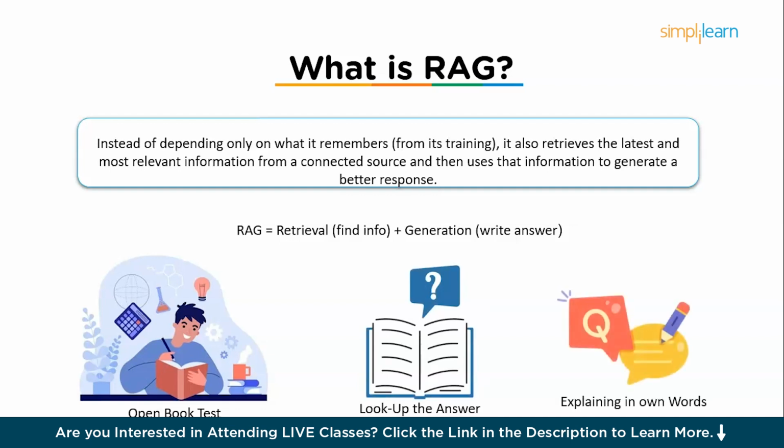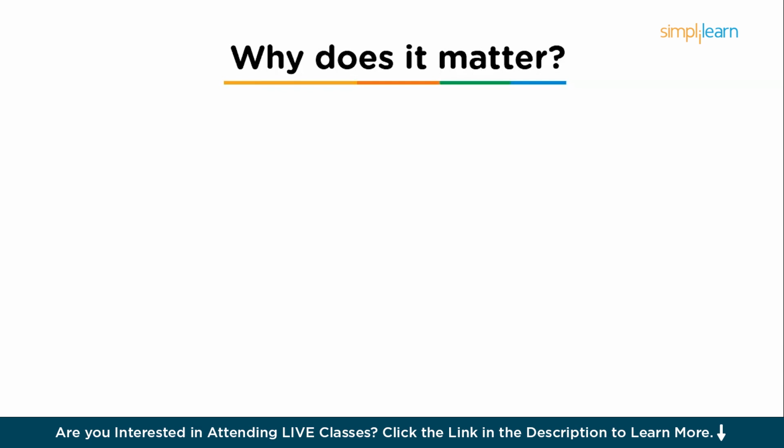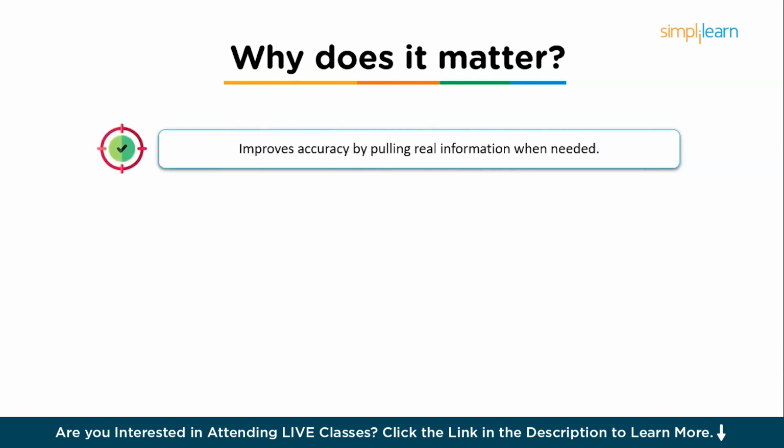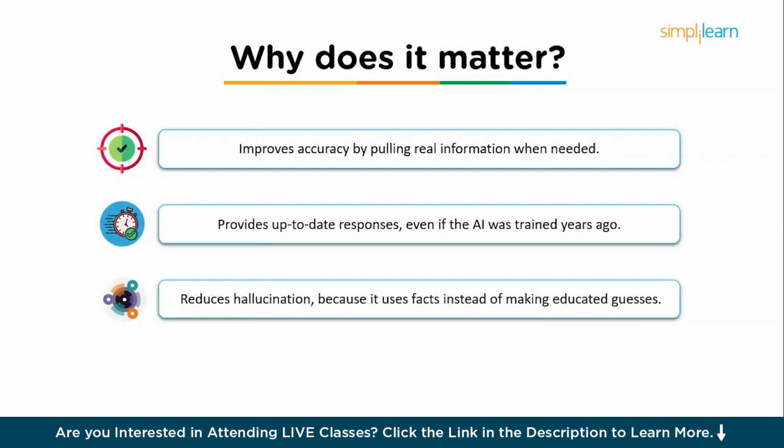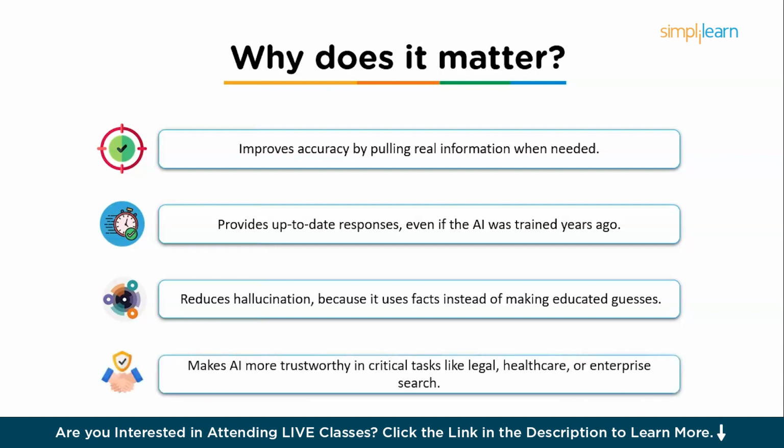So, the question arises, why does it even matter? So, here's the thing. Most traditional language models have a knowledge cutoff. That means they don't know anything that happened after a specific date. So, RAG helps fix these problems. It improves accuracy by pulling the real information when needed. Then it provides up-to-date responses, even if the AI was trained years ago. Then it reduces hallucination because it uses facts instead of making educated guesses. Then it makes AI more trustworthy in critical tasks like legal, healthcare, or even enterprise search.